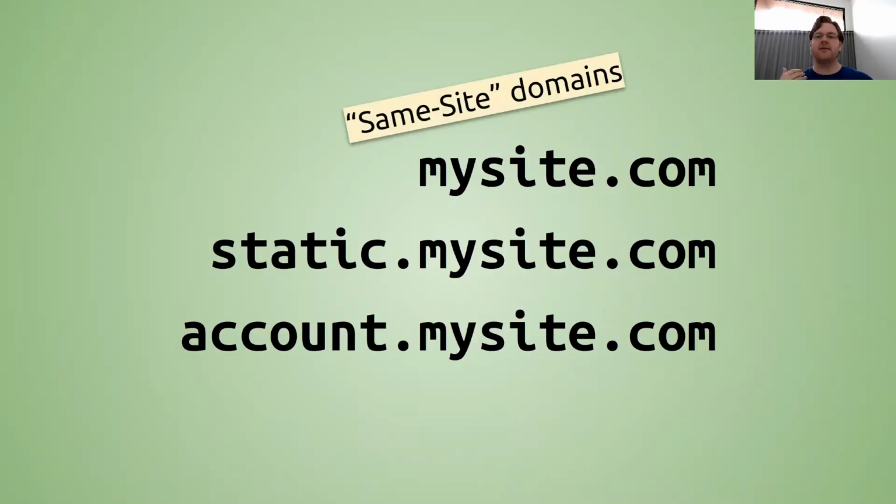Same-site isn't just the primary domain, but it also encompasses subdomains as well. So mysite.com is considered the same site as static.mysite.com and account.mysite.com. They're all considered the same site, which is great if you have multi-tenancy and subdomain authentication and you need to send, say, POST requests between the different subdomains. You can easily do that even with same-site strict enabled because they're all considered the same site.